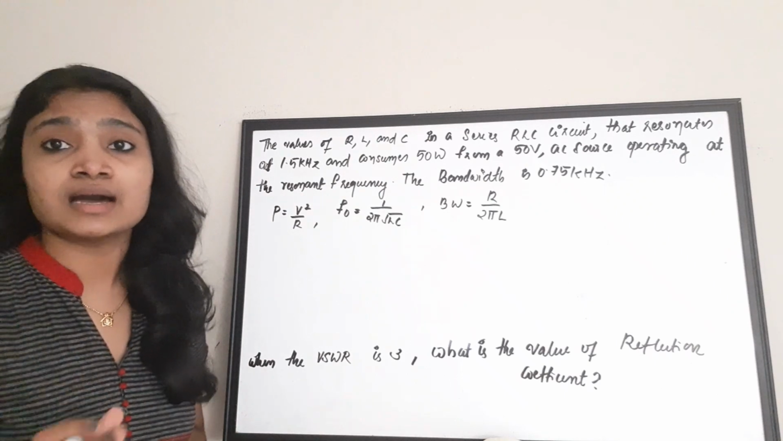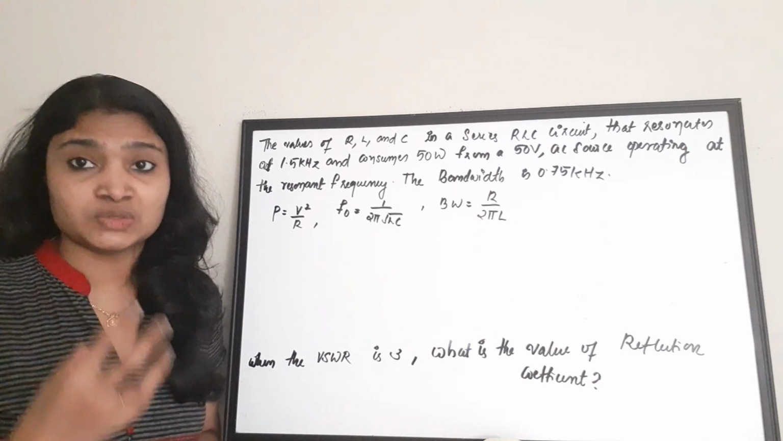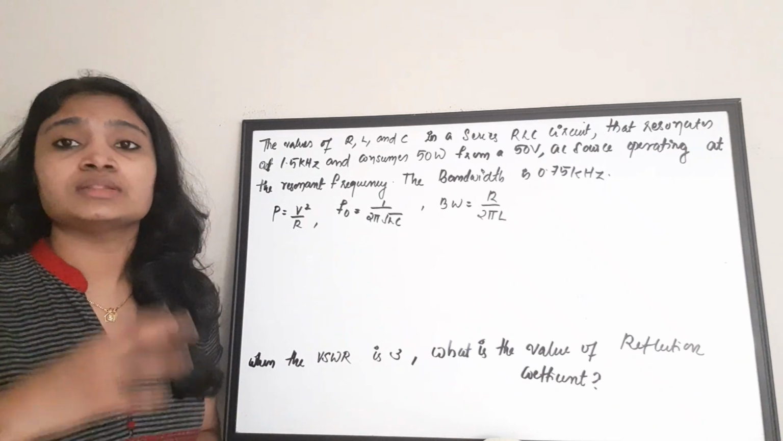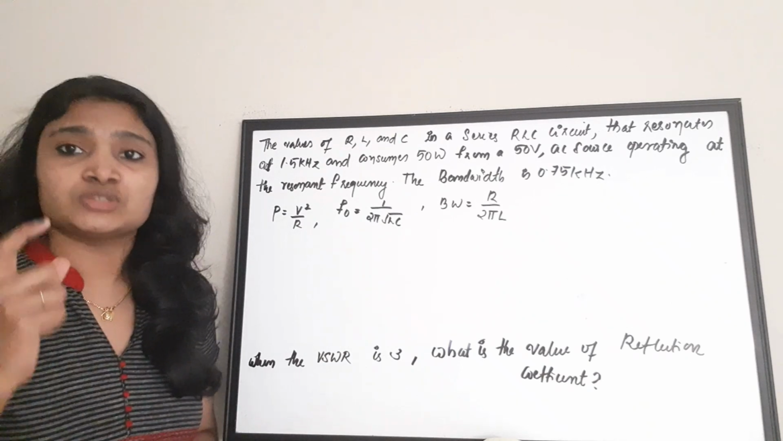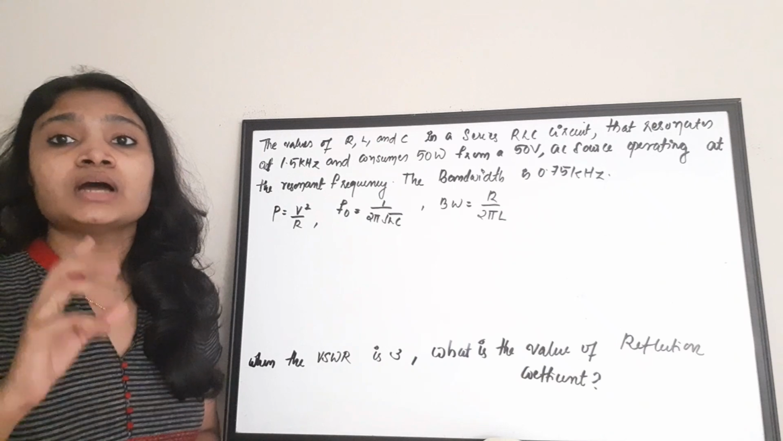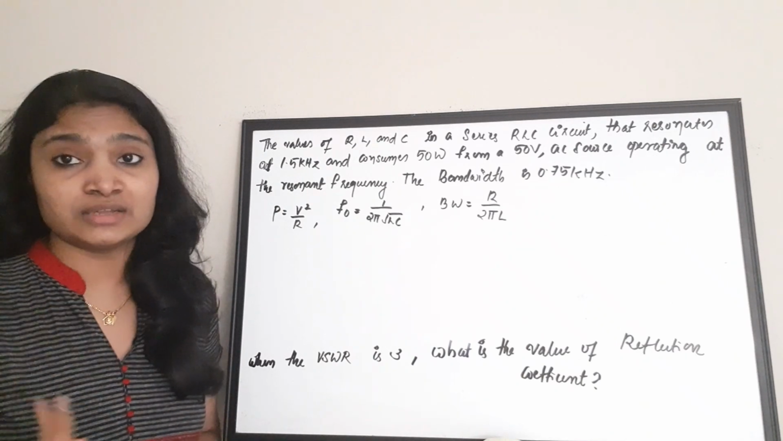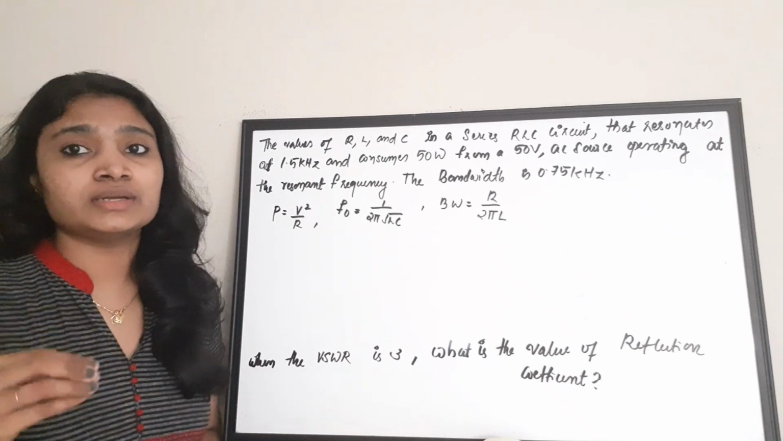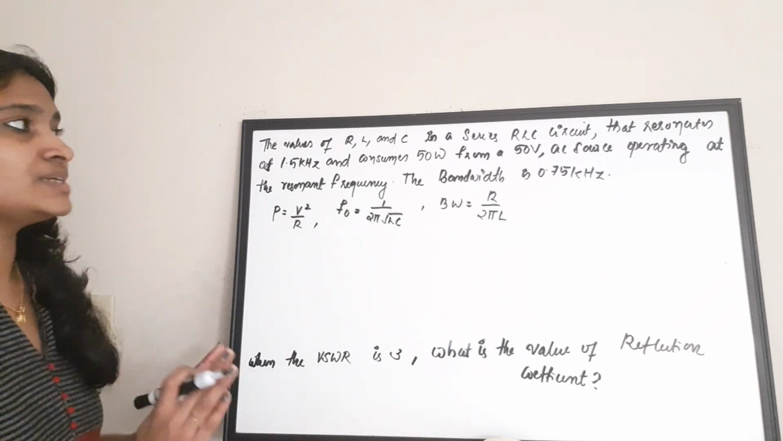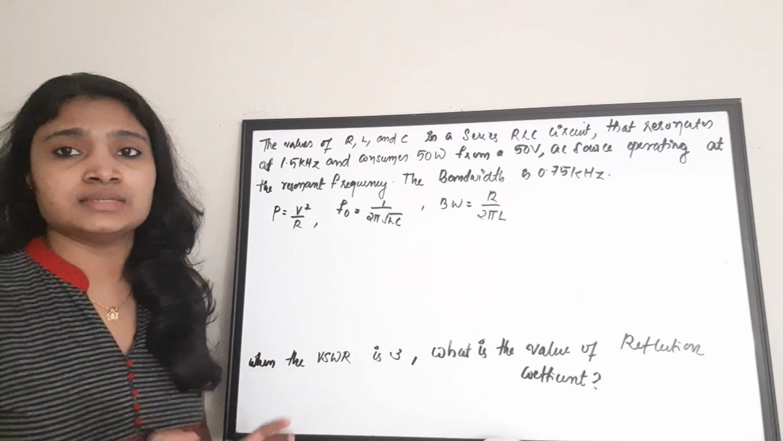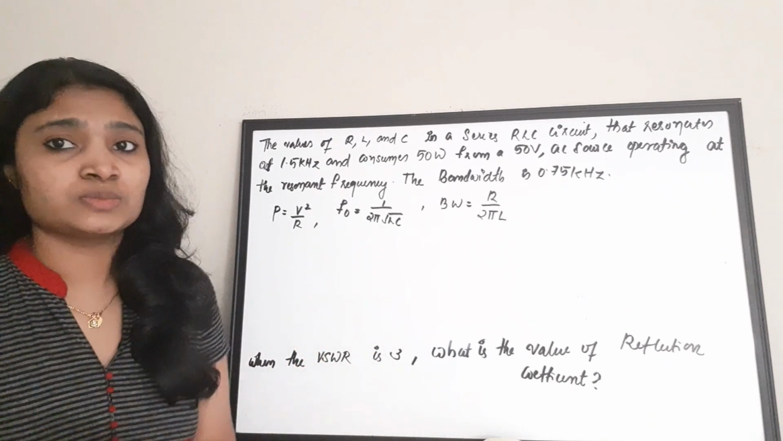This is a series RLC circuit type of question. We have already done a detailed video on resonance in series RLC circuits: the equations for finding the bandwidth, the resonant frequency, the quality factor, and how the R, L and C components are connected and how their values vary. So all these things we have already discussed in a detailed video, and I'll share that link in the description box. In this question, we need to find the values of R, L and C.